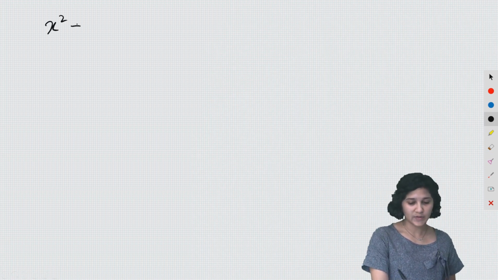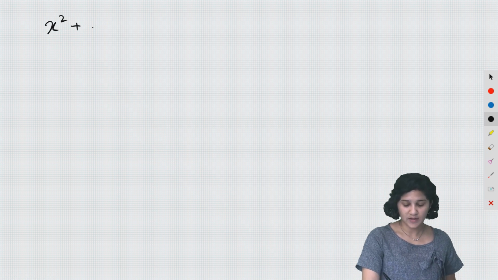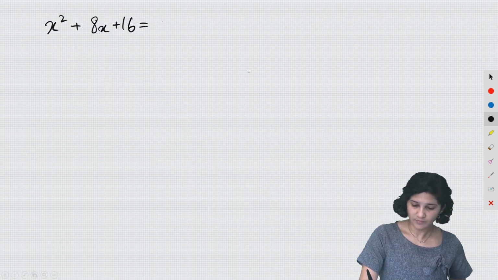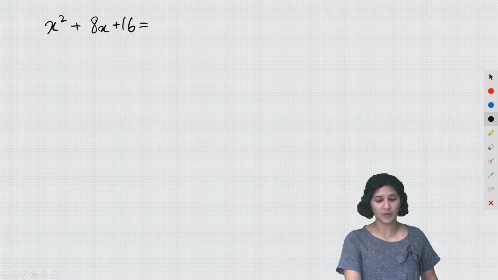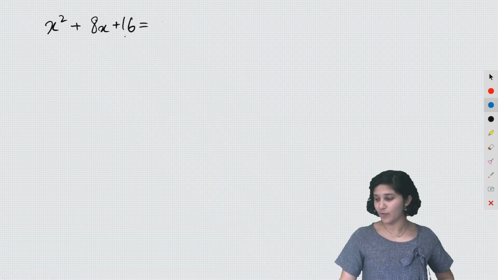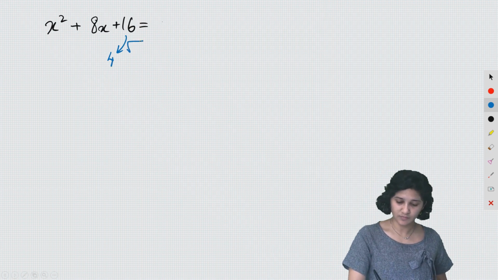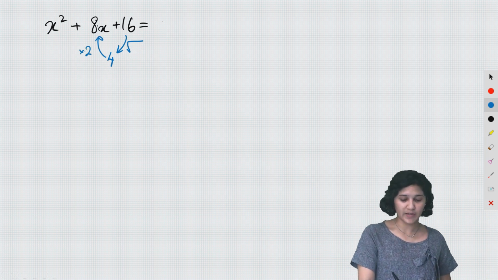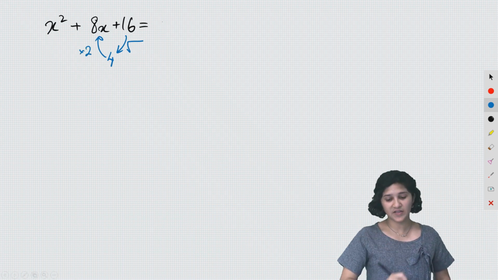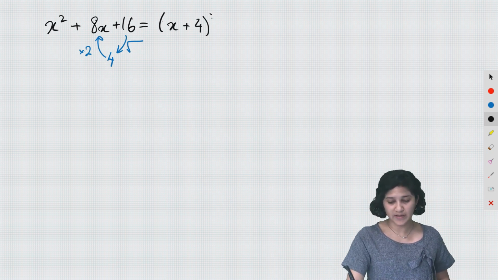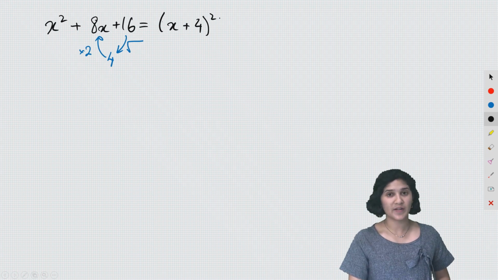So x squared plus 8x plus 16. And so I'm looking at this, I know that 16 is 4 squared. Let's take the square root of it and I get 4. And then I double it and I get 8. So my factorized form is x plus 4 squared.